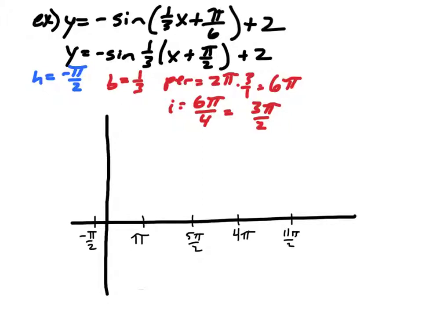Where's the midline? So this graph shifted up 2. So here's 2. Actually, I'm going to back that 2. I'm going to put it right there, because this midline is going to go all the way through this 2.